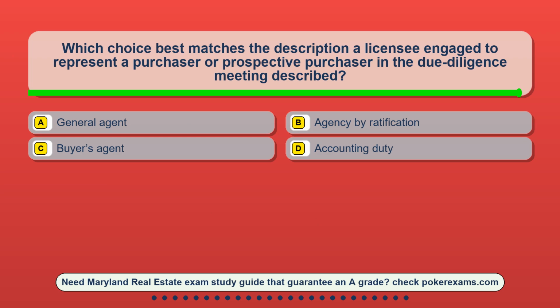Question 23. Which choice best matches the description: a licensee engaged to represent a purchaser or prospective purchaser in the due diligence meeting described? Option A, general agent. Option B, agency by ratification. Option C, buyer's agent. Option D, accounting duty.